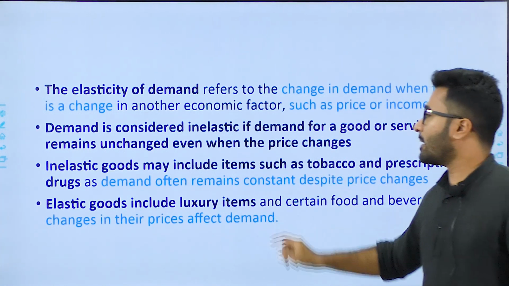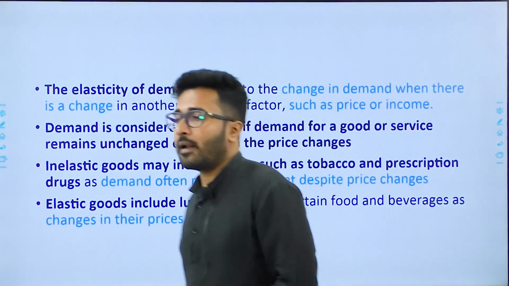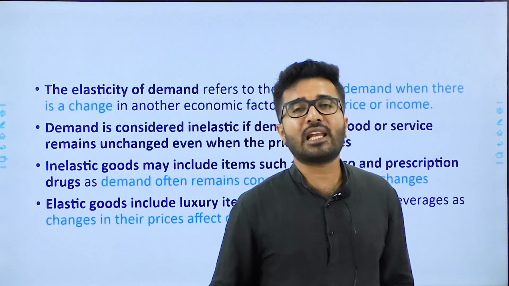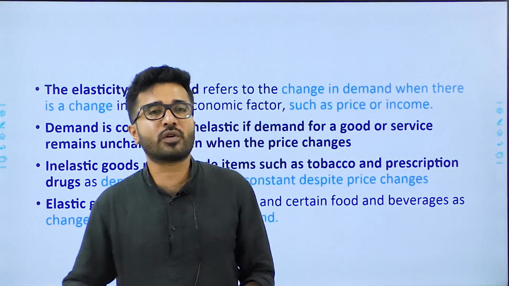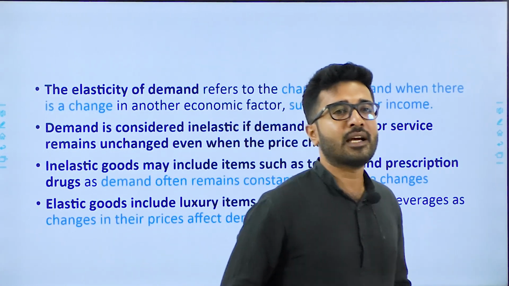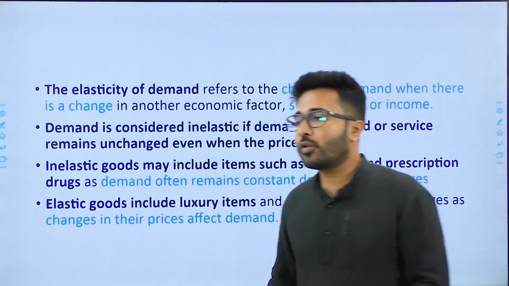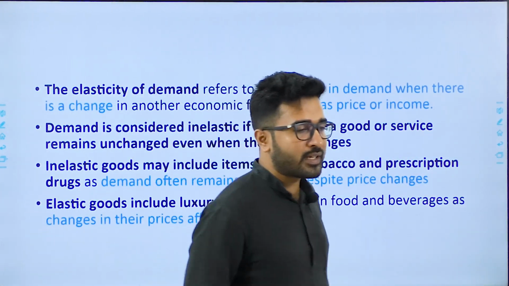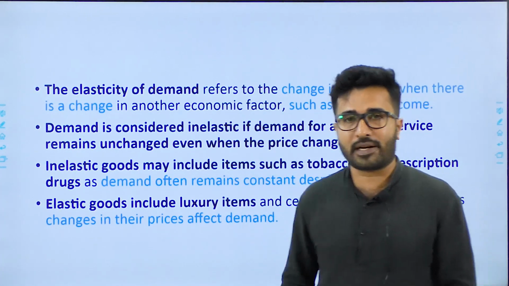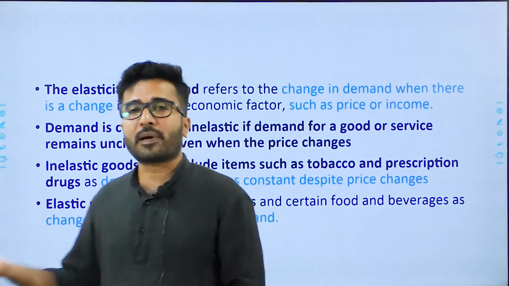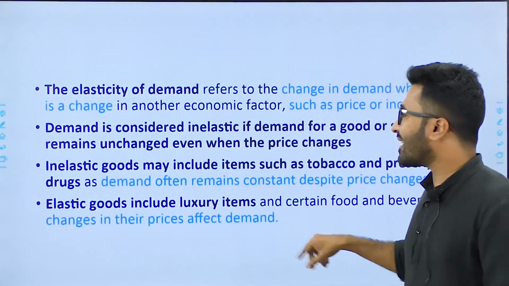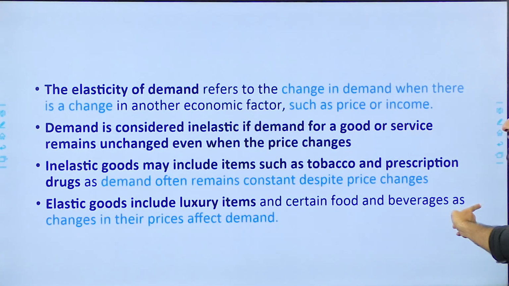For example, a luxury good, for example, basmati rice. A person who was having a daily wage of say 500 rupees used to consume basmati rice for his daily rice requirements. Suddenly, due to some lockdown or something, he lost his job and he is now getting a salary of just 100 rupees per day. So he won't be purchasing that basmati rice. Now it became a luxury for him. So these are elastic goods whose demands changed.